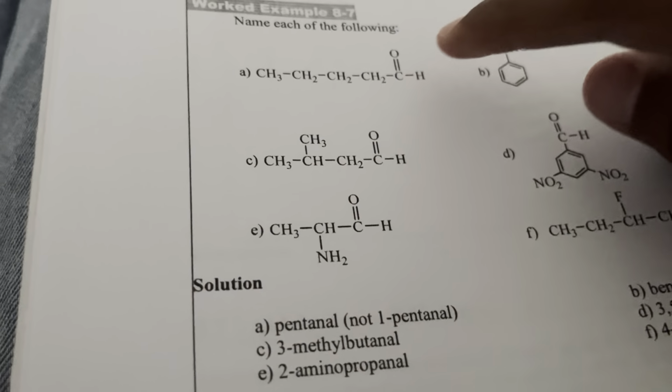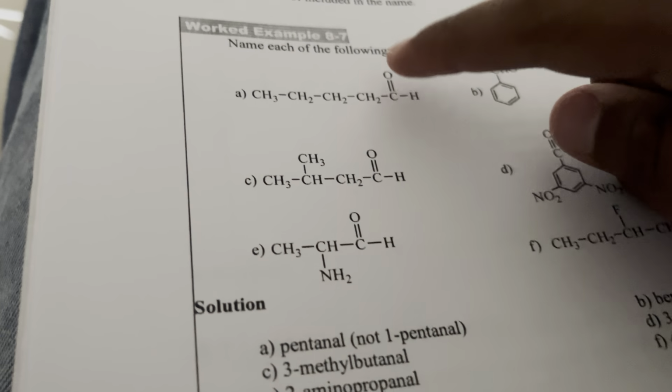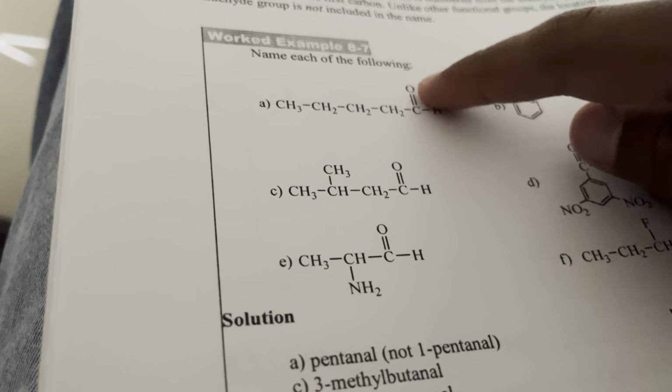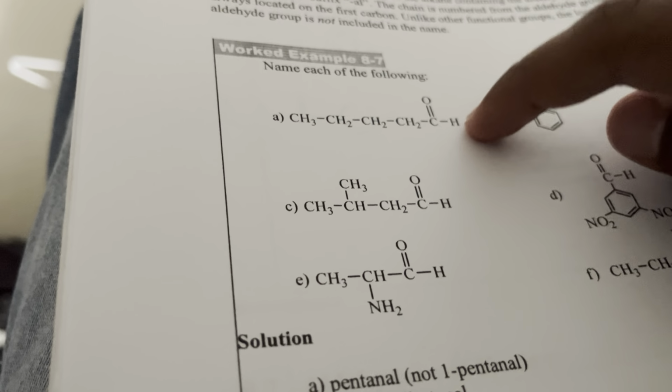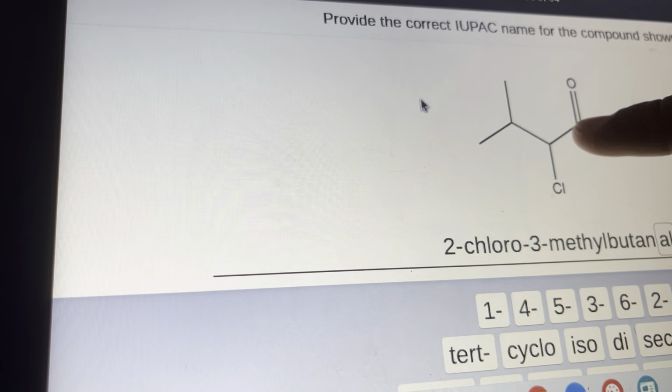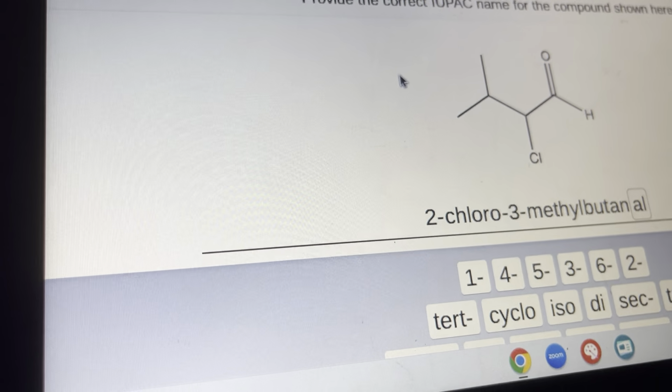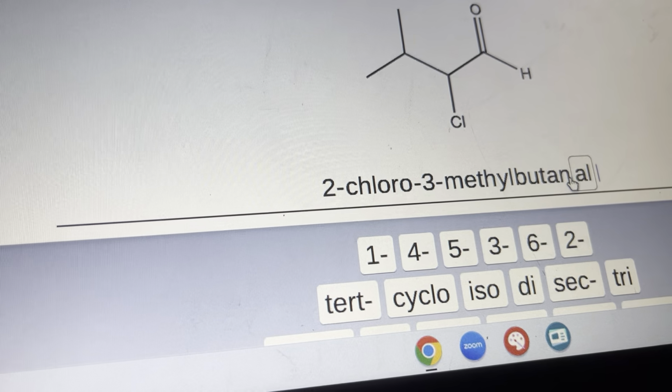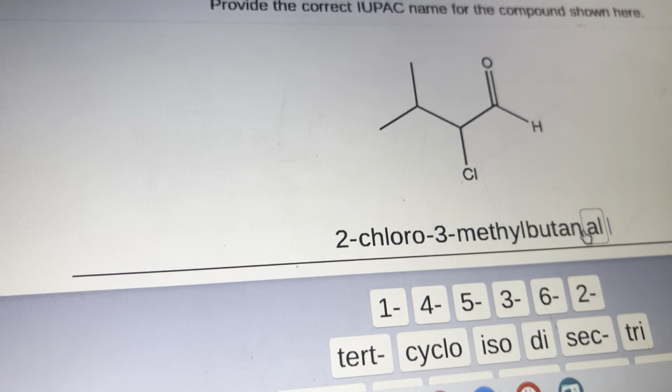So aldehydes, they're just carbon chains, but they're doubly bonded to an oxygen, and they have a hydrogen connected to them. So if you look at all of them, doubly bonded to an oxygen, hydrogen connected. If you look here, doubly bonded to an oxygen, hydrogen here. So we know that this is an aldehyde, and aldehydes always end in "al," like that.